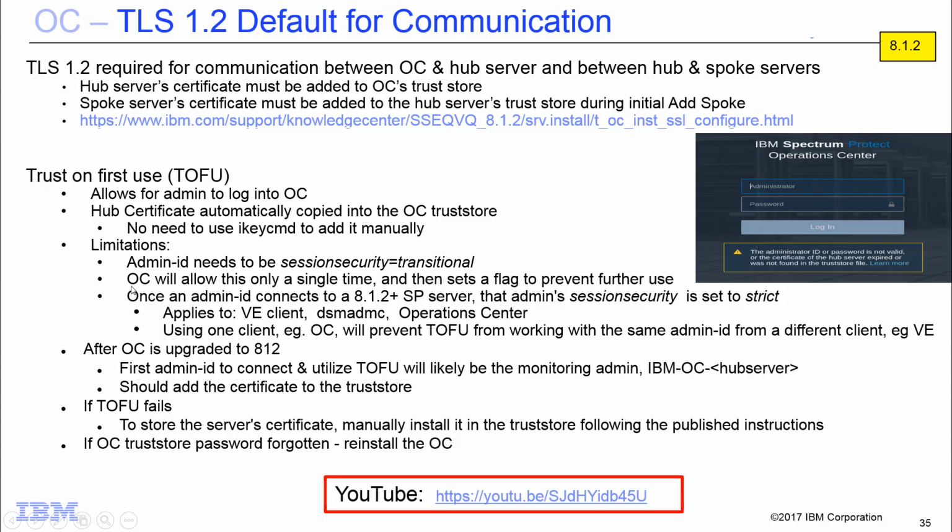And the Operations Center will only allow trust on first use a single time, and then it's going to set a flag to prevent further use. And at that point, you might have to go in and manually add those certificates.